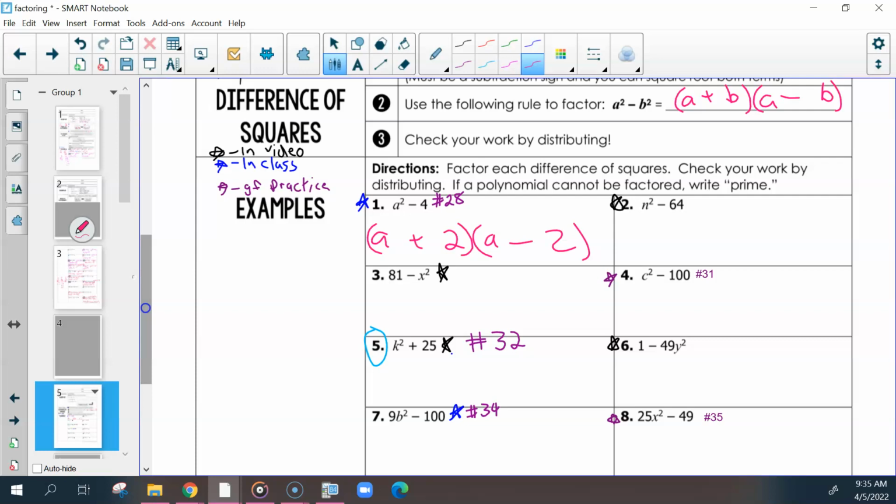And that's it. Now you can go back and check yourself by multiplying everything out. So A times A would give us A squared. A times negative 2 would give us negative 2A. 2 times A would give us 2A. And 2 times negative 2 would give us negative 4. These would cancel out. And we would get that same thing back.